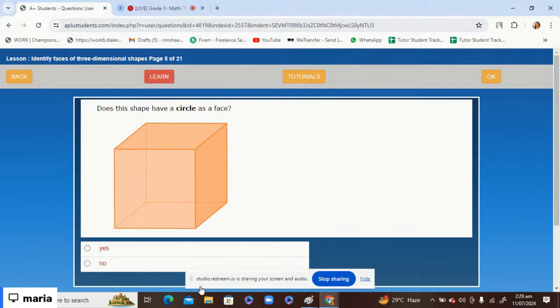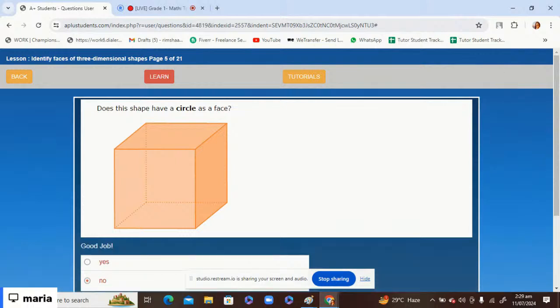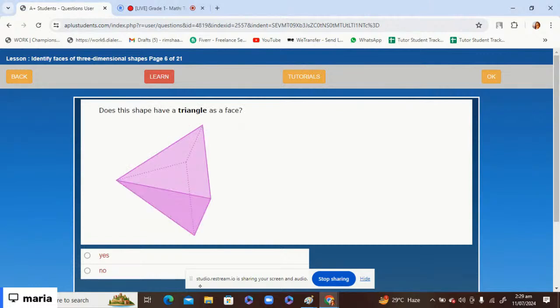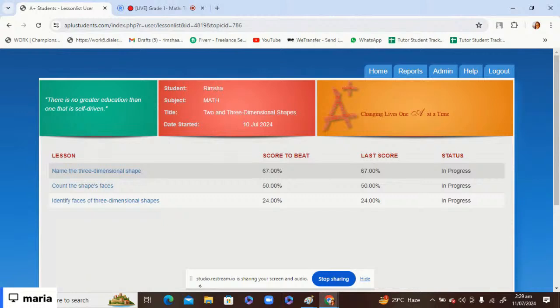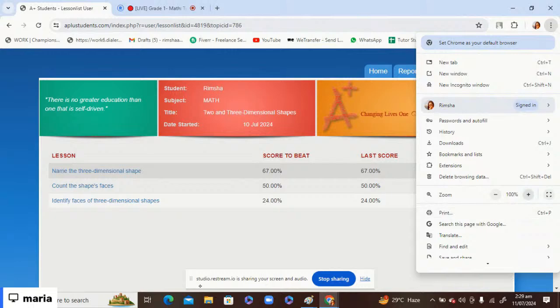No, there is no circle. There are only squares. So we can say that it's no. Okay, now you solve the rest of the questions by yourself. Hope you guys understand these lessons. Now let's move to the next chapter because here it's completed.